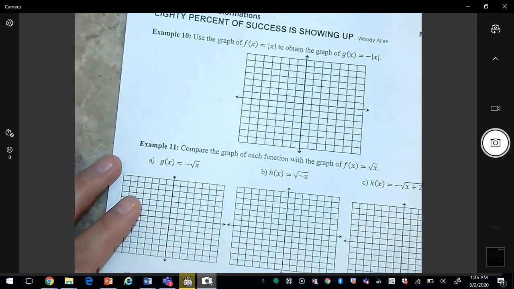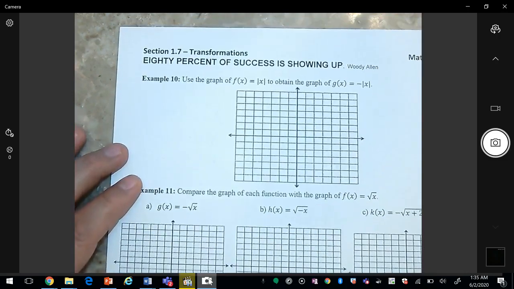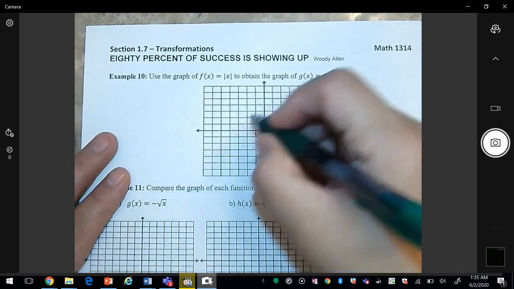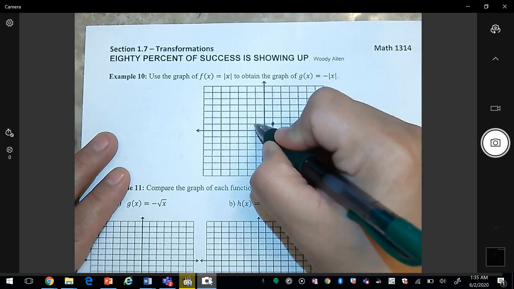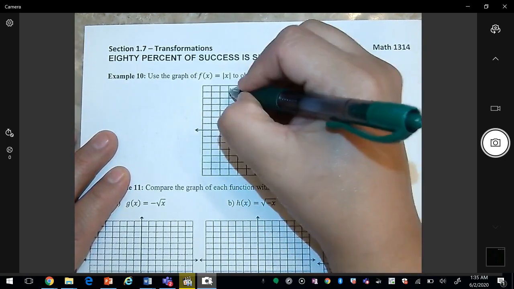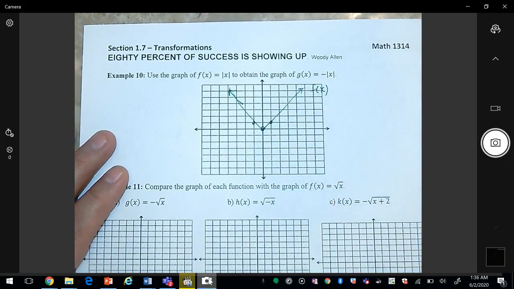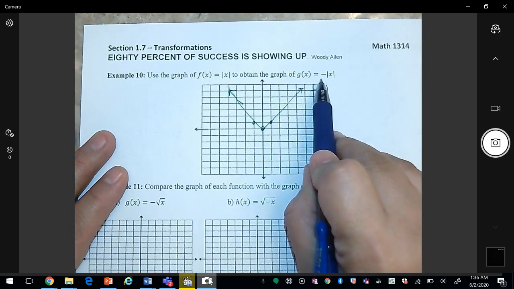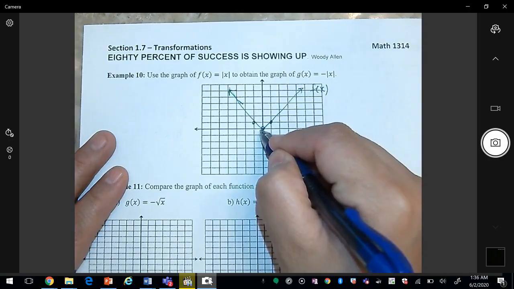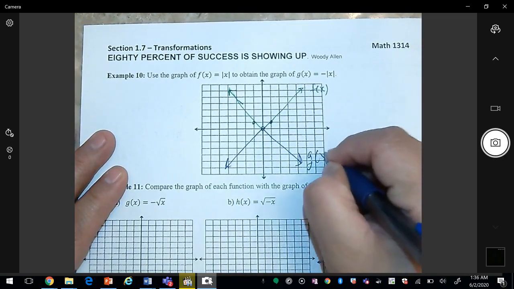Okay, let's look at 39. It says use the graph of f of x to obtain the graph of g of x equals negative absolute value of x. So the parent function again is the V shape. This is f of x. And since I have a negative on the outside of the absolute value, it's going to reflect on the x-axis. In other words, it's going to open downward. So this is g of x.